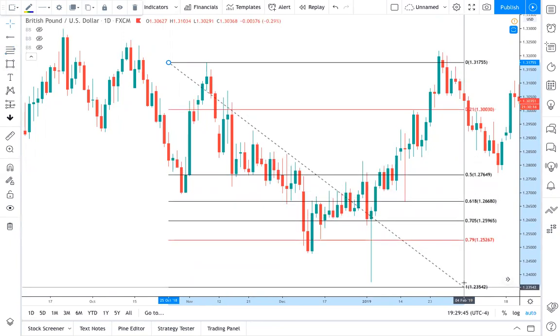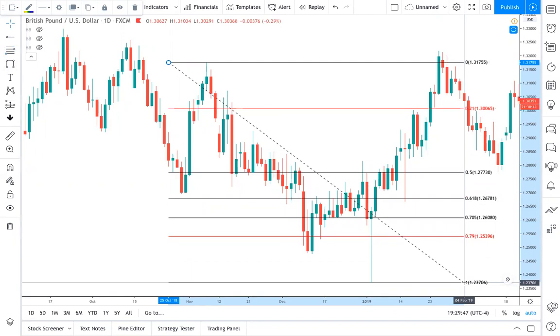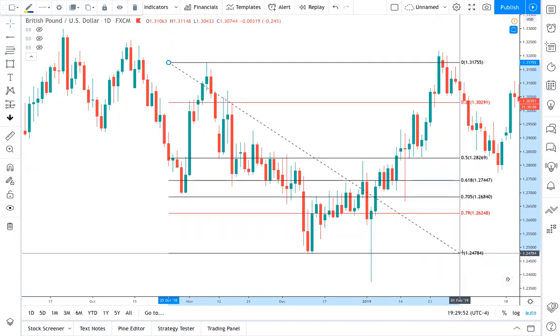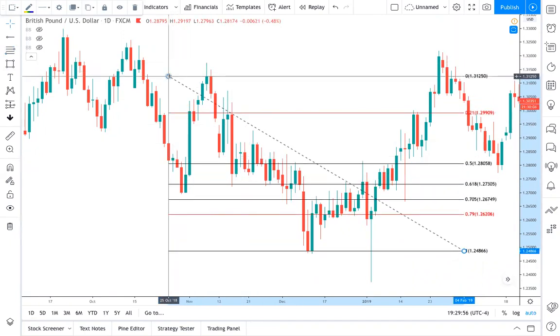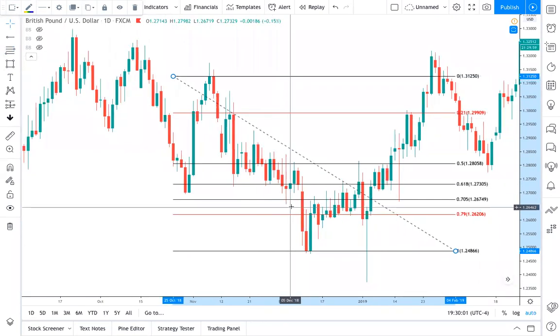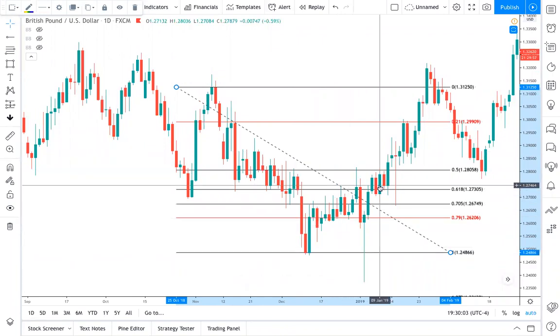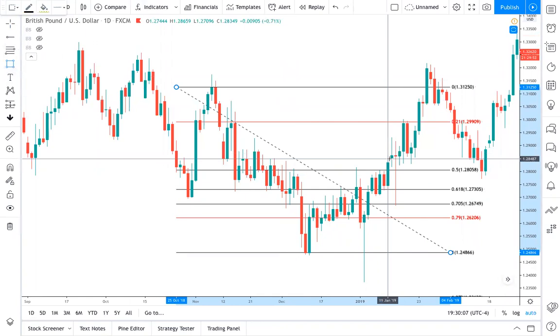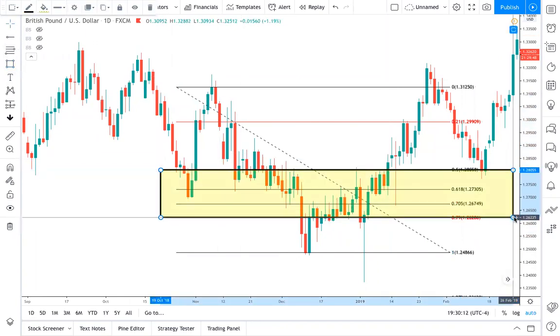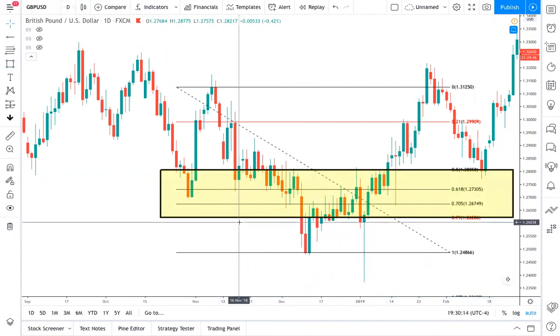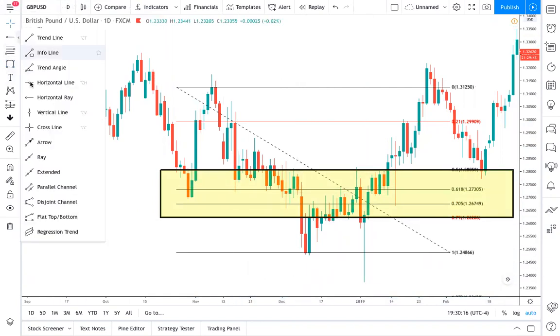You could have even drawn it from all the way down to the wick. Most people do it to the bodies. So you can do it to the bodies, body to body, whichever one you feel more comfortable with. But again, guys, if you have this zone and you know price is going to the upside, where do you want price to come back into to buy? Into this area.